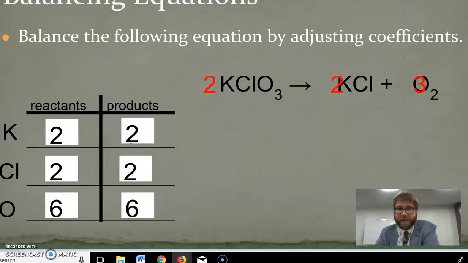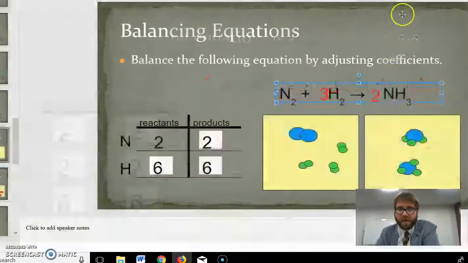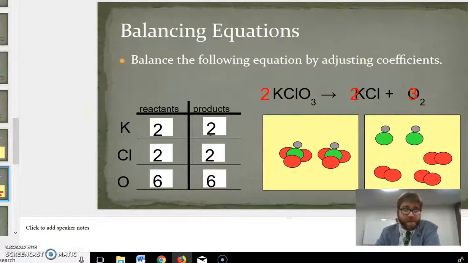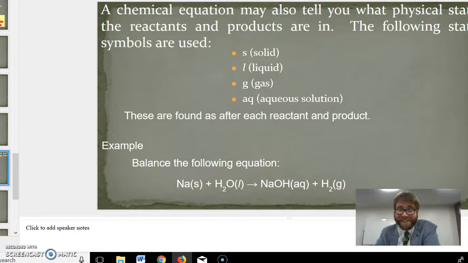All right, so let's get out of my big view here. So those are examples of balancing chemical equations, right? I've got one more slide that's important for us, and it's this slide. You should know this slide. Know that if there's an S in the equation, that means it's solid. If there's an L in the equation, that is liquid. And if there's a G in the equation, that is a gas.